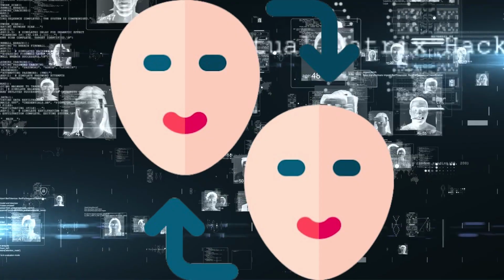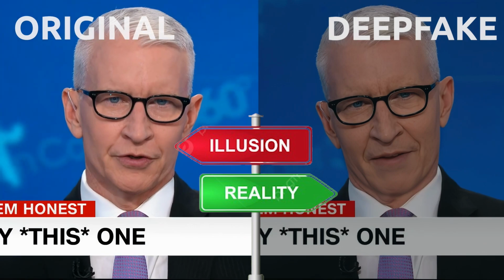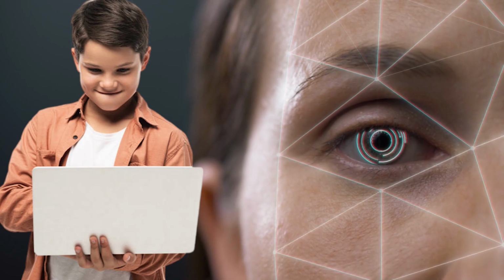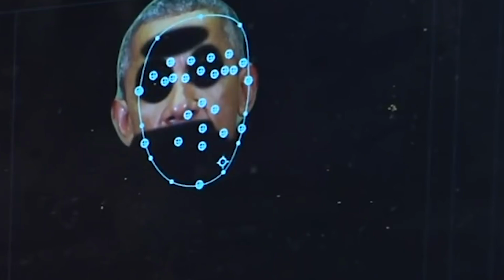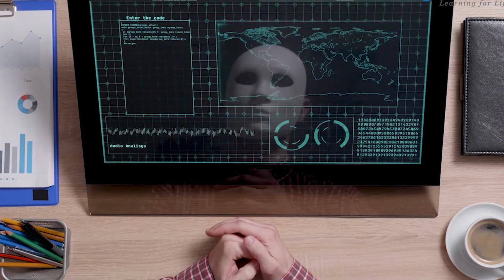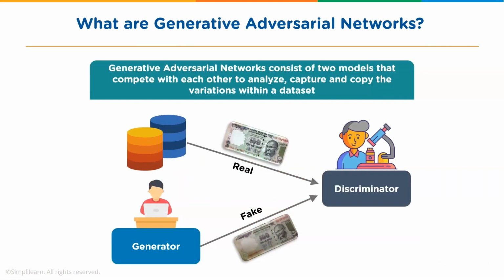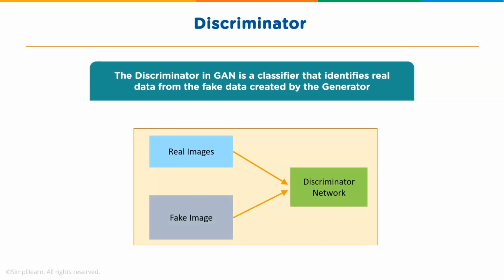Well, welcome to the world of deepfakes, where artificial intelligence can create eerily convincing videos that blur the line between reality and illusion. So how does this magic work? Well, it all comes down to deep learning, a branch of AI that trains on massive amounts of data to recognize and generate patterns. At its core, deepfake technology relies on a type of neural network called a generative adversarial network, or GAN. Think of a GAN as two AI brains locked in a battle. One, the generator, creates fake images or videos. The other, the discriminator, tries to spot what's fake, and they continuously improve until the fake becomes nearly indistinguishable from reality.